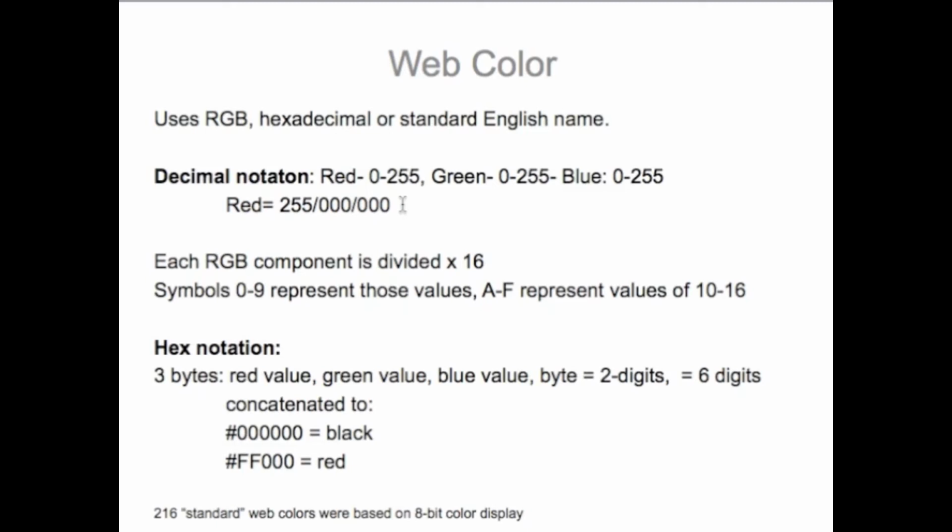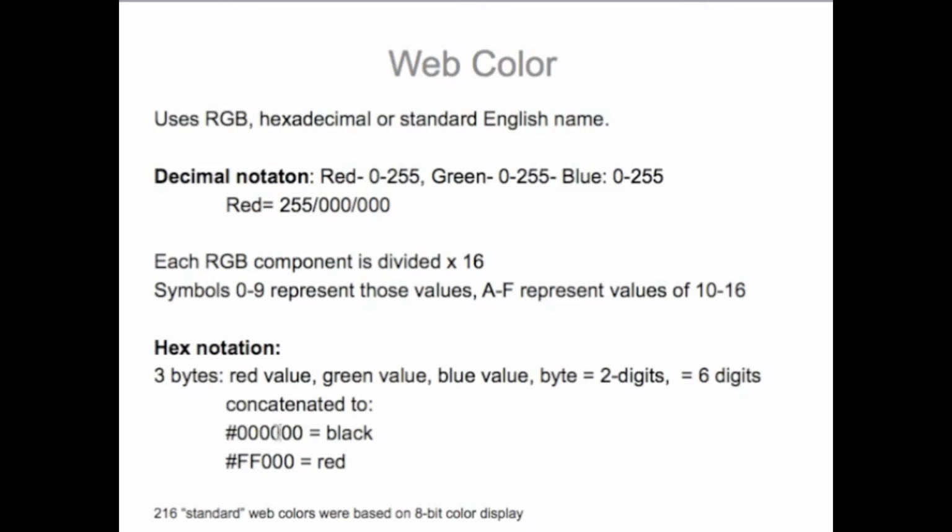With hexadecimal, it uses a series of bytes. So you have 3 bytes in a row, and there's a red value, a green value, and a blue value. And within each byte there are 2 digits. So you have 6 digits, which gives you the hex or the hexadecimal. And every time you use a hex notation, you need to put the hashtag in front of it.